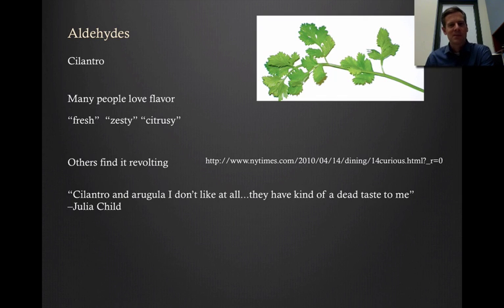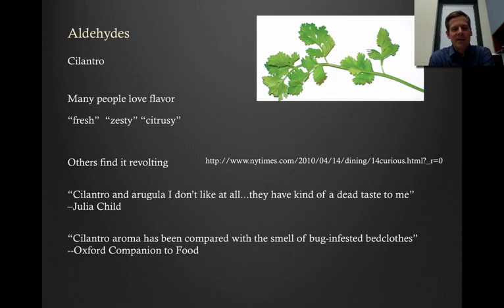Some great quotes about people who hate cilantro. This one's from Julia Child, and she says that cilantro and arugula, she doesn't like them at all, and they have kind of a dead taste, whatever that means exactly. The Oxford Companion to Food actually says that the aroma of cilantro has been compared with the smell of bug-infested bedclothes. So that doesn't sound very appealing to me.